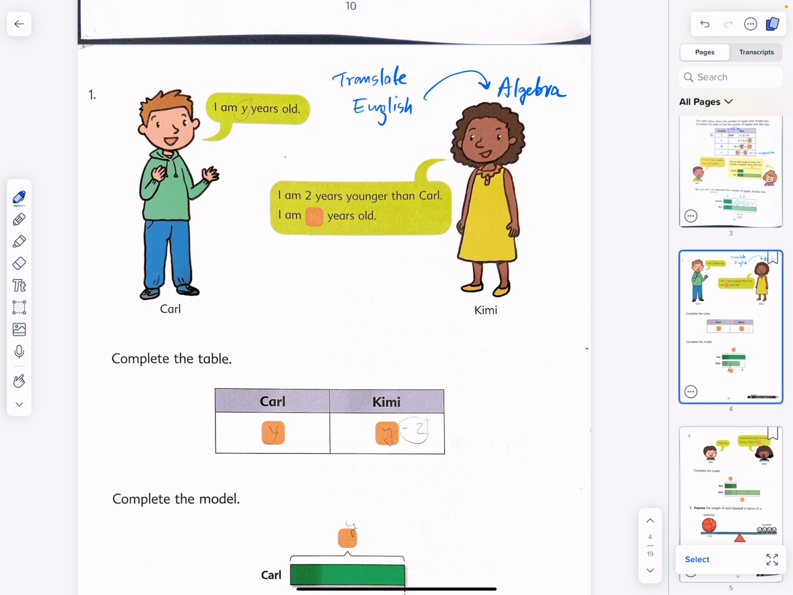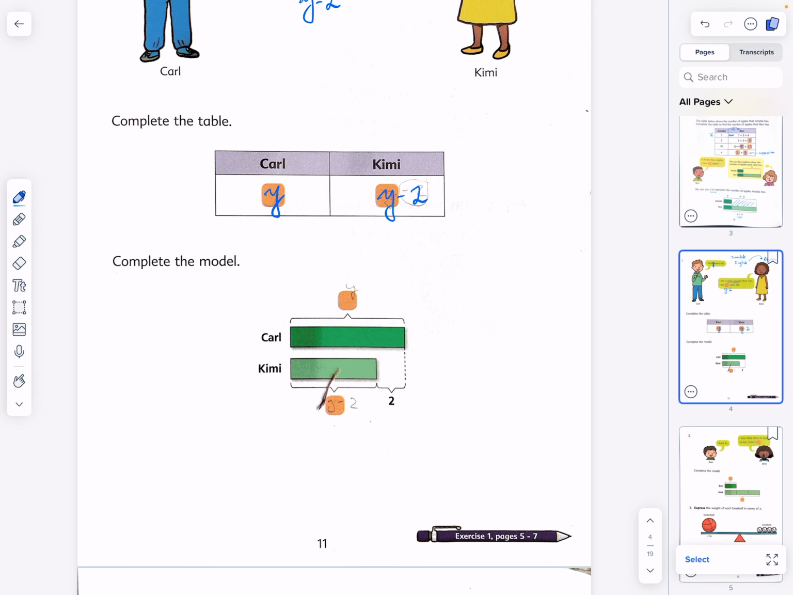Let's go. Carl is Y years old. Kimi is 2 years younger. Kimi is Y minus 2. If Carl is Y, Kimi is Y minus 2. Now, Carl is older. He is Y years old. Kimi is younger. She is 2 years less. So, Y minus 2. We expressed Kimi's age in terms of Y. In other words, we use Y in an expression.